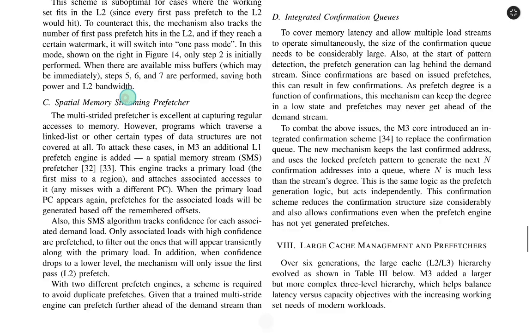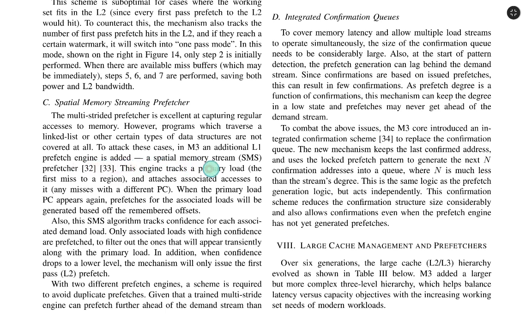C. Special memory streaming prefetcher. The multi-stride prefetcher is excellent at capturing regular access to memory. However, programs which traverse a linked list or certain other types of data structures are not covered at all. To attack these cases, in M3 an additional prefetch engine is added, the spatial memory stream (SMS) prefetcher.